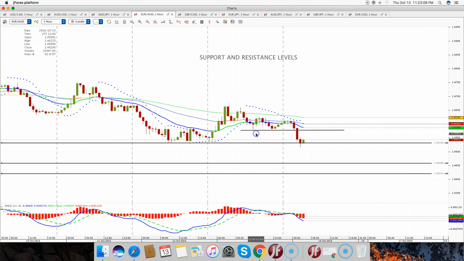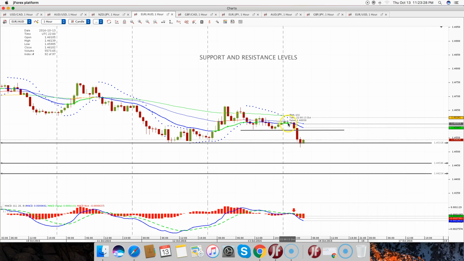Here's a good example on the Euro Australian dollar. This is a trade that was taken a few hours ago. And again, I start looking for confluence of indicators. The two lines of MACD on the 1 hour chart crossed to the downside, and they also crossed to the downside on the 4 hour chart.